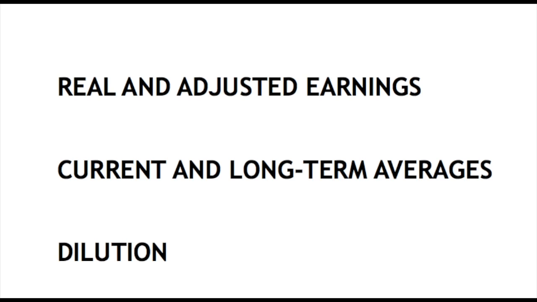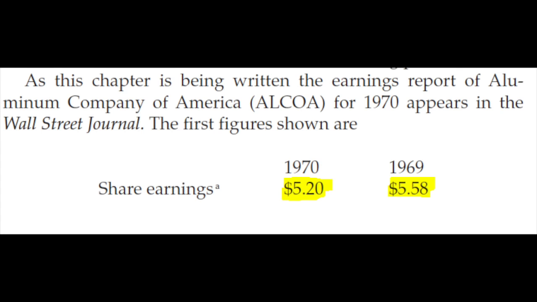So we'll go through Graham's example. I'll give you some modern examples of what to watch when using price-earnings ratio for investment decisions. Let's start. Graham's example is Alcoa, the aluminum producer, and earnings in 1970-1969 have been pretty stable. As you can see here, reported were 520 and 558. The stock price was around 60, so the price to earnings ratio was around 12, which is not bad.